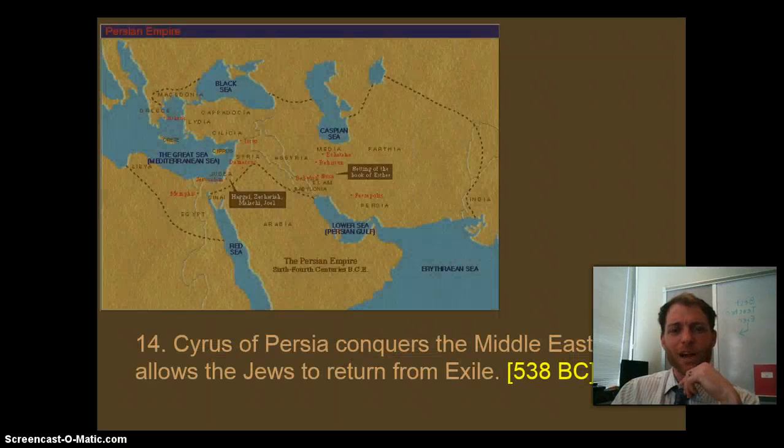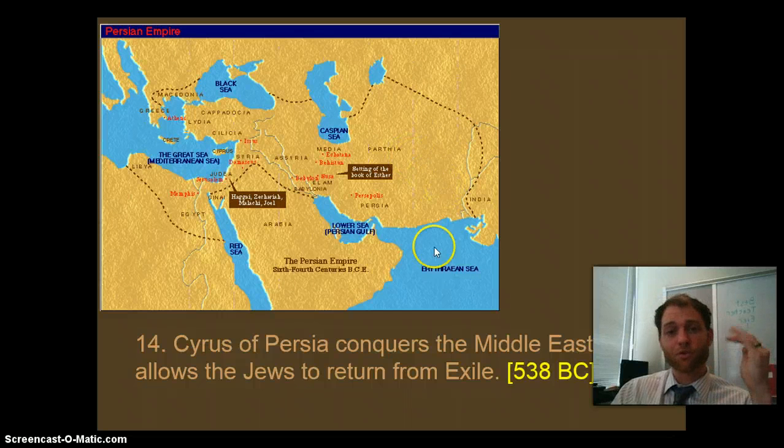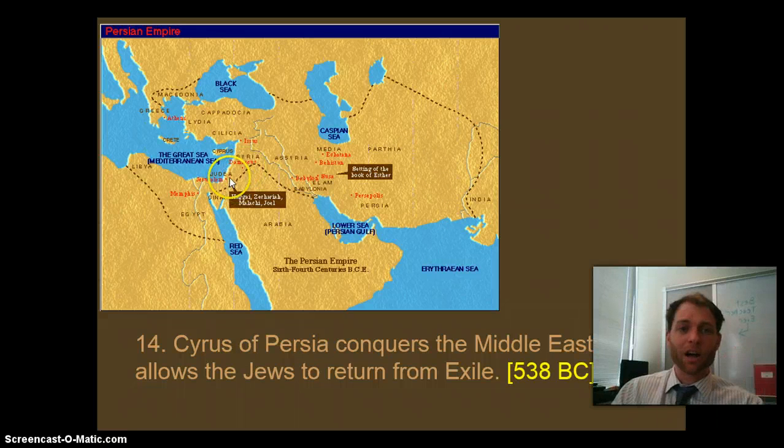But fortunately, there's a group called the Persians, led by a guy named Cyrus, who comes through and kicks the Babylonians' butts, and he's a lot nicer than the Babylonians were, and so he lets the Jews return from exile back home. You'll notice again, they follow the Fertile Crescent route. Their empire does not go into the desert.